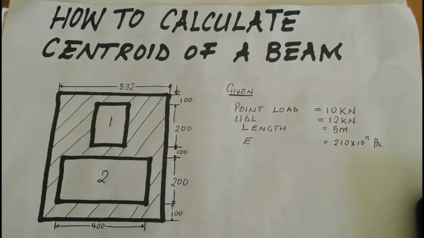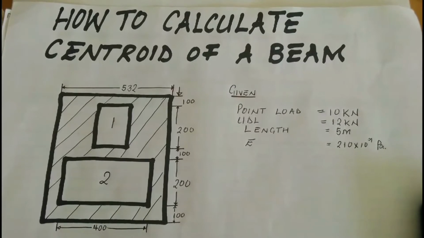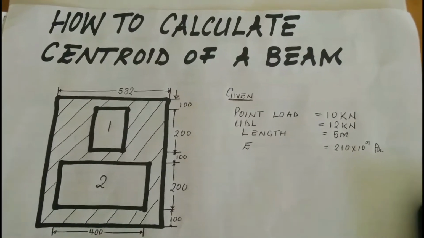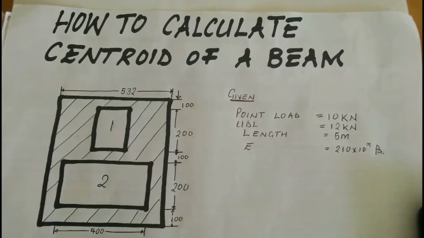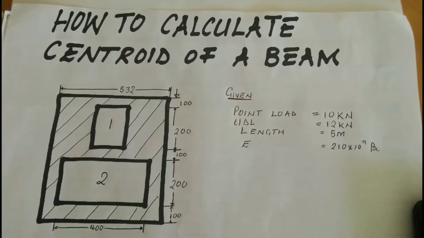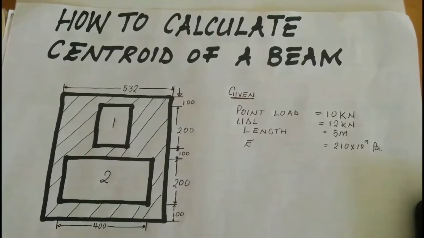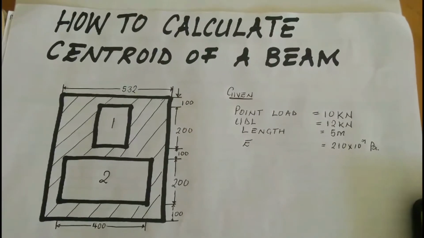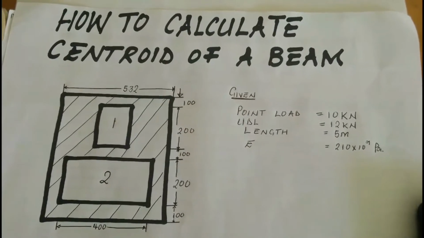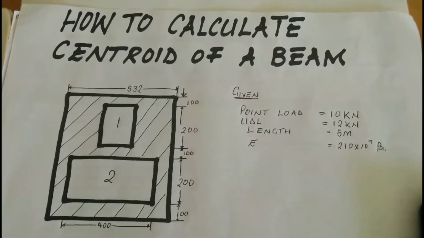Welcome to my channel. Today I'm looking at how to calculate the centroid of a beam, and that is the given beam. We've got some given information: a point load of 10 kilonewton, a uniformly distributed load of 12 kilonewton, the beam has a length of 5 meters, and also our E is equal to 210 gigapascals. So let's solve it.